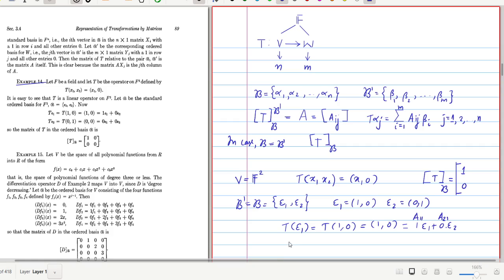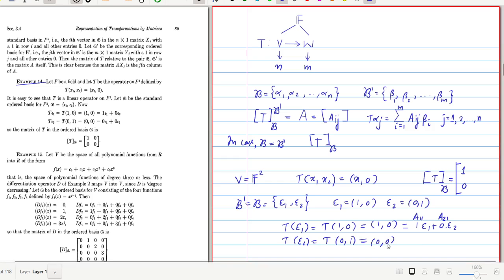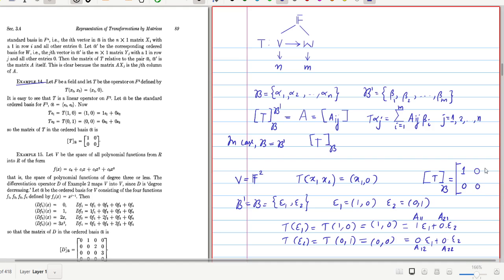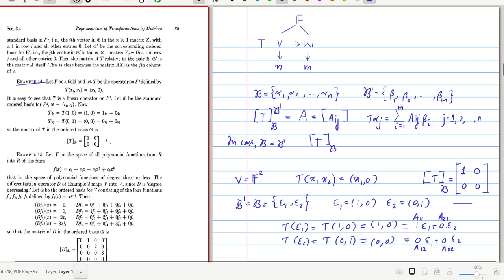Similarly, you write T of epsilon 2, that is T of (0, 1). By definition that is (0, 0) because x1 is 0 here. So x1 comma 0 is the image. That can be written as 0 times epsilon 1 plus 0 times epsilon 2, and this is our A12 and this is our A22. In that case the second column can be written as (0, 0). So this is that matrix. Okay, so this is the matrix of T relative to the basis B. That is what we have discussed in example 14.